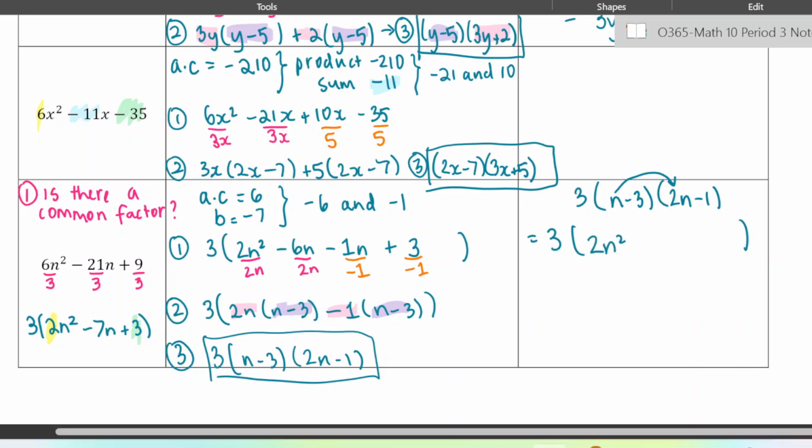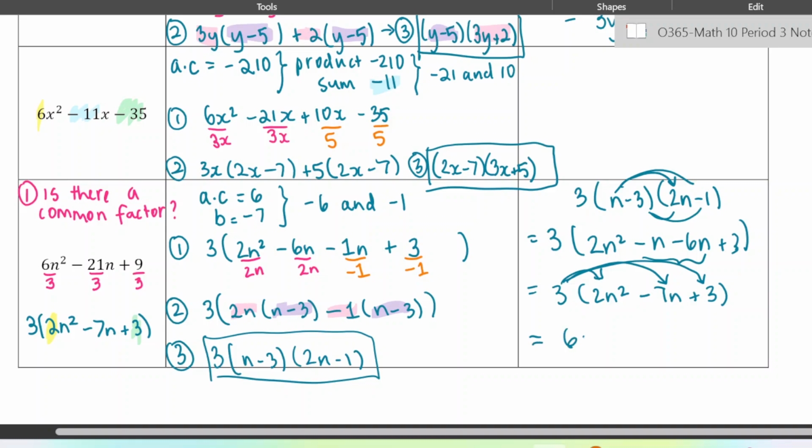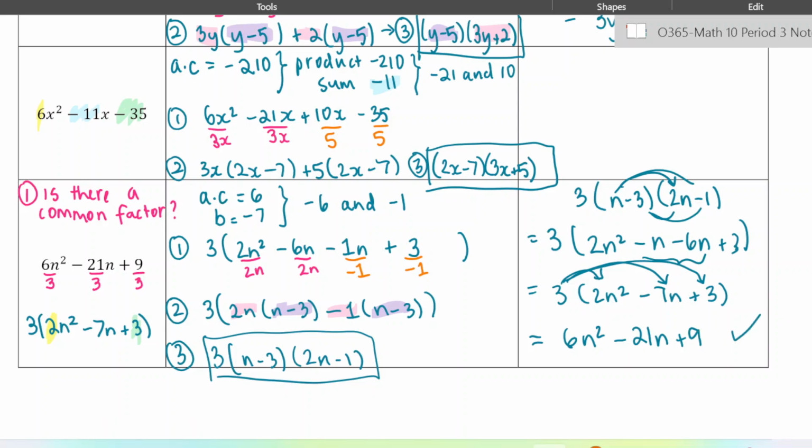So 2n squared minus n minus 6n plus 3, combine those like terms. 2n squared minus 7n plus 3, and then finally multiply that 3 into every single term there to match to my original polynomial. Plus 9. Yes, and that does match my original polynomial, so I've done it correctly. Okay, that is the end of the lesson.